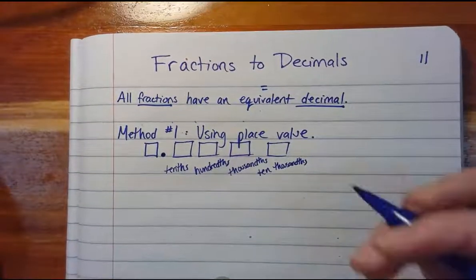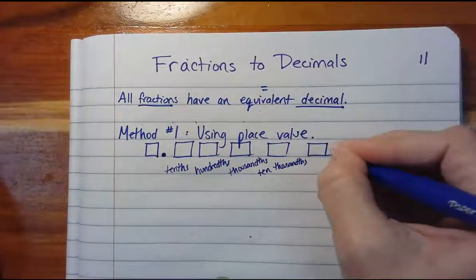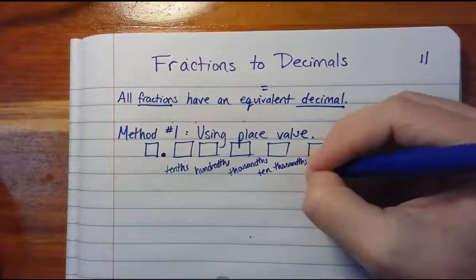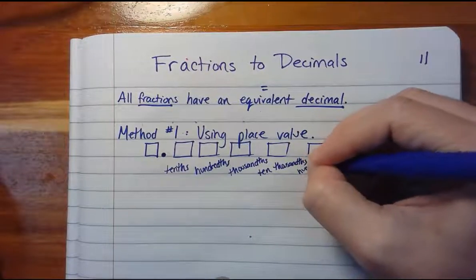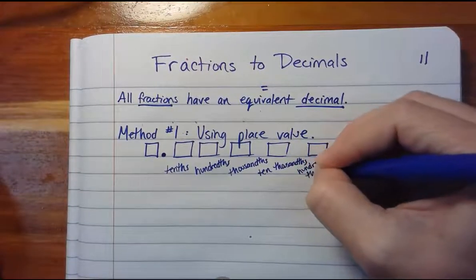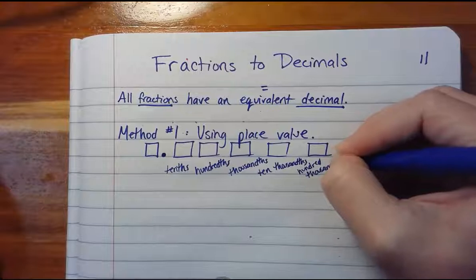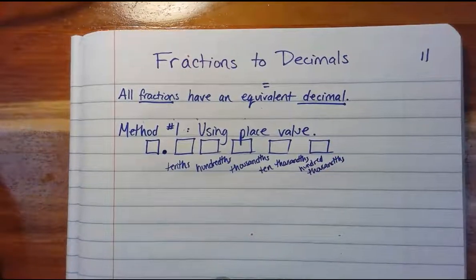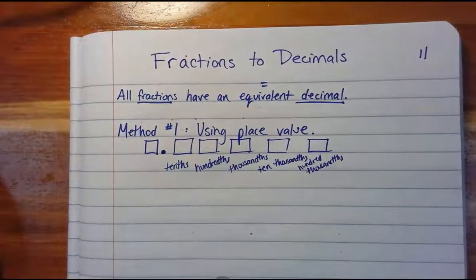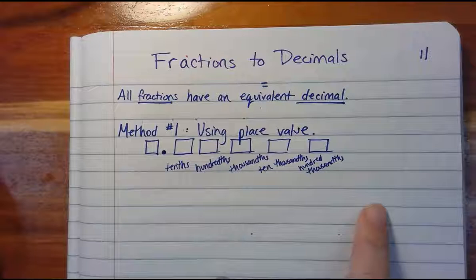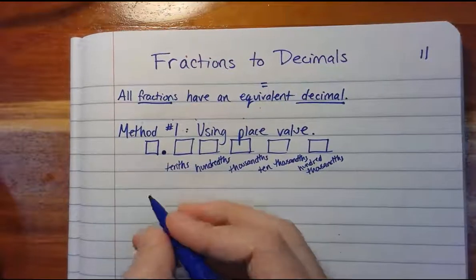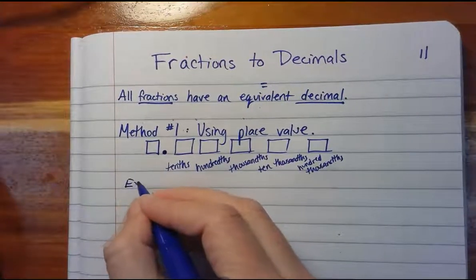Again, hopefully you remember this from elementary school. We could even go further than that and say 100,000ths. And we're going to stop right there because that's about as far as we'll ever have to go. So just remembering your place value from elementary school, we can look at an example. So example number 1.